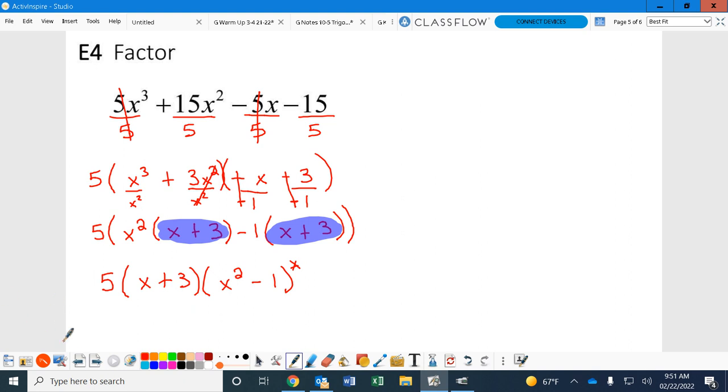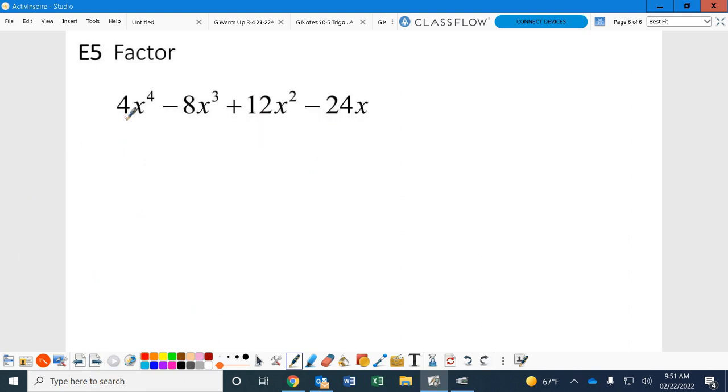Okay, guys, here it is. Last one. All 4 of these can divide by something. What can all 4 of these divide by for a GCF? 4. And then what's the power on the x? Is it just 1? So x, and x. That 4x is going to go out in front, and then we're going to simplify all these.